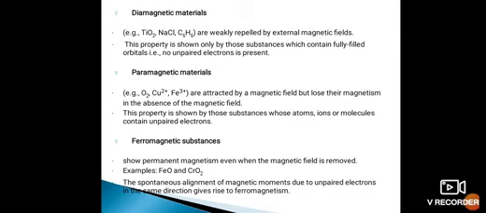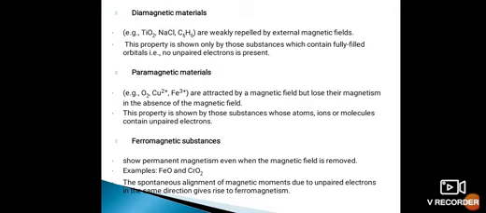Whereas in the case of paramagnetic materials, if they are kept in a magnetic field, they will be attracted by the magnetic field, but they lose their magnetism in the absence of the magnetic field. That means if you remove the magnetic field, they lose the magnetic nature. Those types of materials are known as paramagnetic materials.